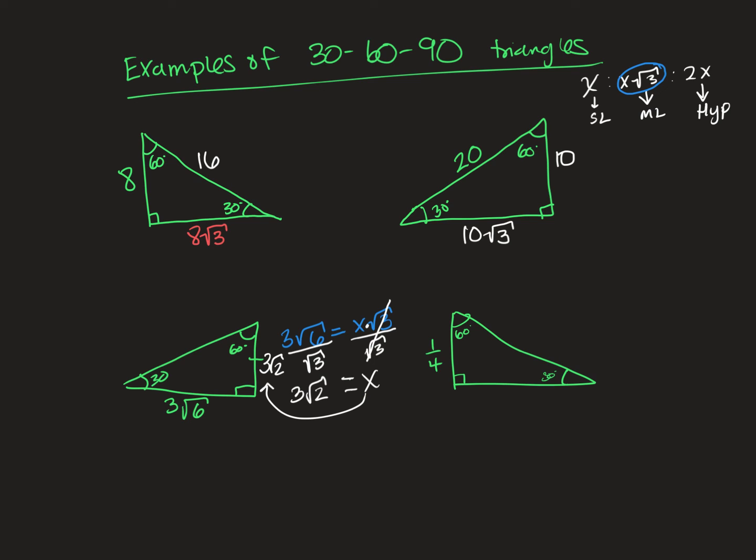And remember that the hypotenuse is just double, 2 times whatever the short leg is, which is 3 square root 2. 2 times 3 is 6, so the hypotenuse is 6 square root 2.